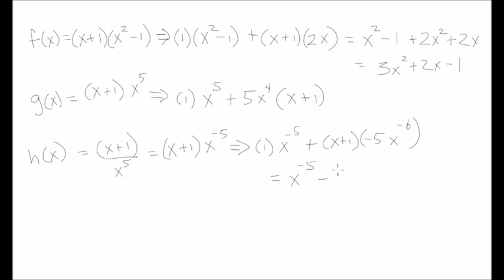I get negative 5x to the negative fifth minus 5x to the negative sixth, which I can simplify to be negative 4x to the negative fifth minus 5x to the negative sixth, which is the same thing that I would get if I distributed this across and took the derivative of the polynomial.